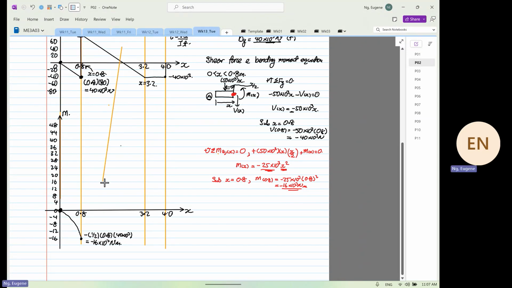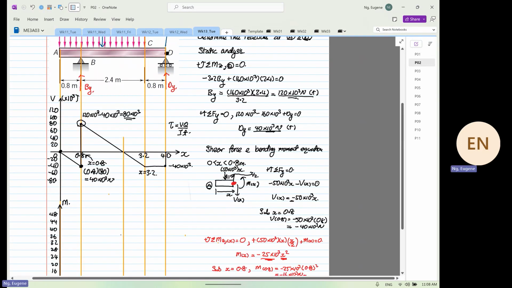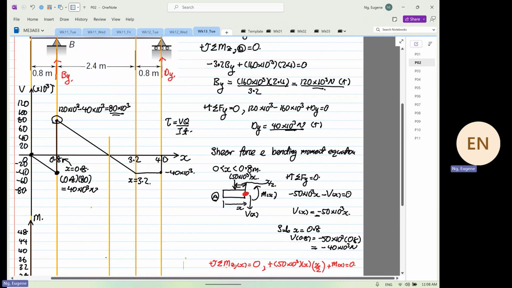This position is very important. Why is this position very important? Anyone? Maximum what? Bending moment. Okay. When shear force is equal to 0, bending moment is at its maximum. Are we clear? It can be at its minimum. We don't know. We need to check.